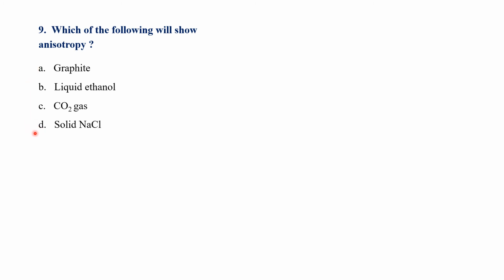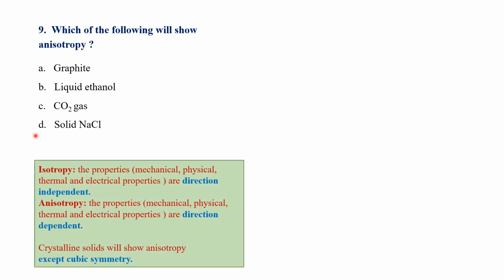We will look at the information that isotropy is a direction independent property and anisotropy is a direction dependent property. The crystalline solid will show anisotropy. So these two are crystalline solids except cubic symmetry. Cubic symmetry will show isotropy, not anisotropy. So it is also skipped out. Graphite is the correct answer.